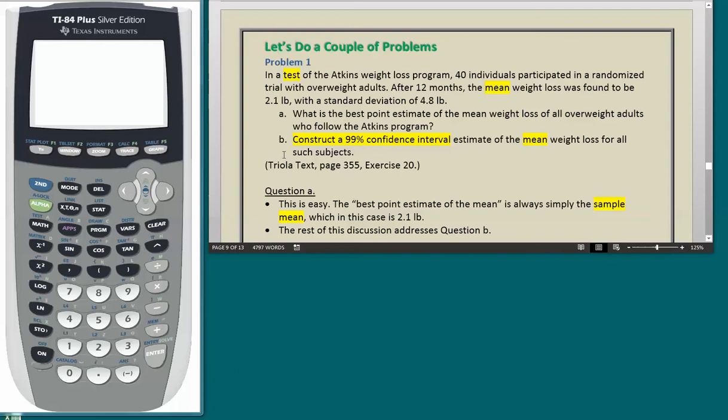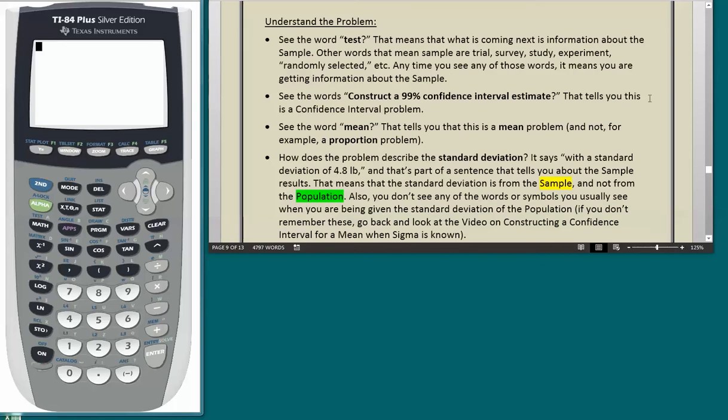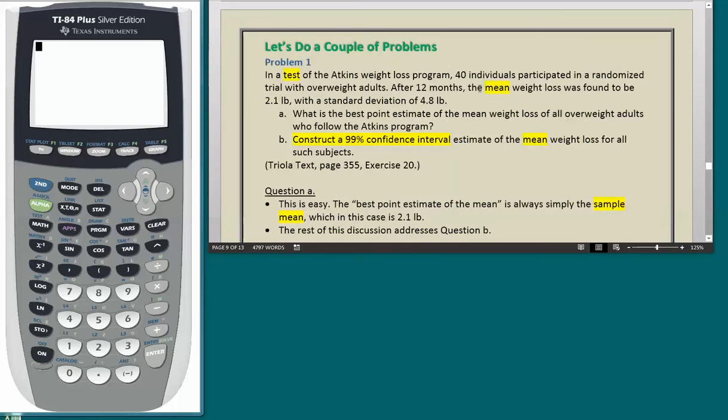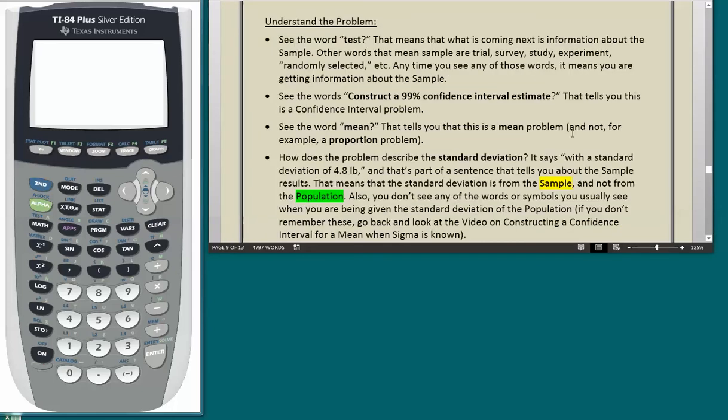See the words construct a 99% confidence interval estimate. Let's go back up and look at those words. There they are. I highlighted them. Construct a 99% confidence interval estimate. Those words tell us that this is a confidence interval problem. Do you see the word mean? Let's go back up and look. Here again, I've highlighted it. After 12 months, they're telling us here about the sample. They're telling us what happened to the mean weight loss in the sample. And then down here, where they tell us to construct the confidence interval estimate, they tell us that we are estimating the mean. So that means this is a mean problem. And that's important because we do mean problems differently from how we do proportion problems.